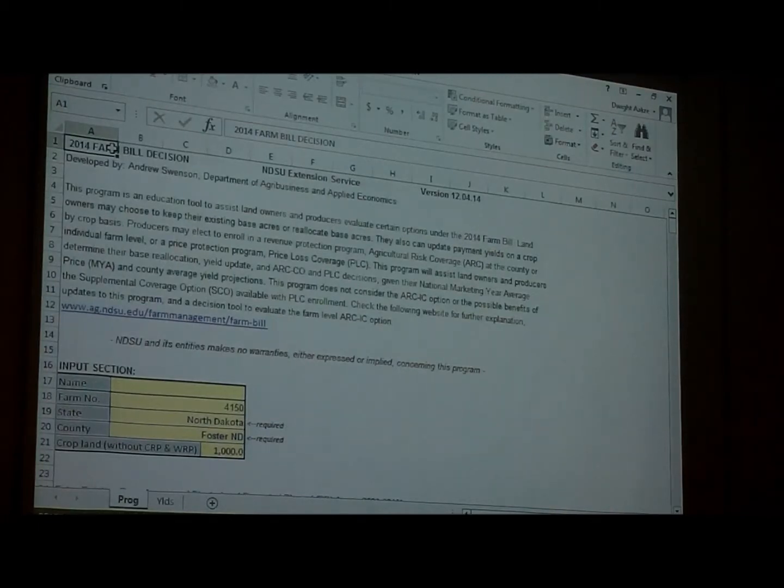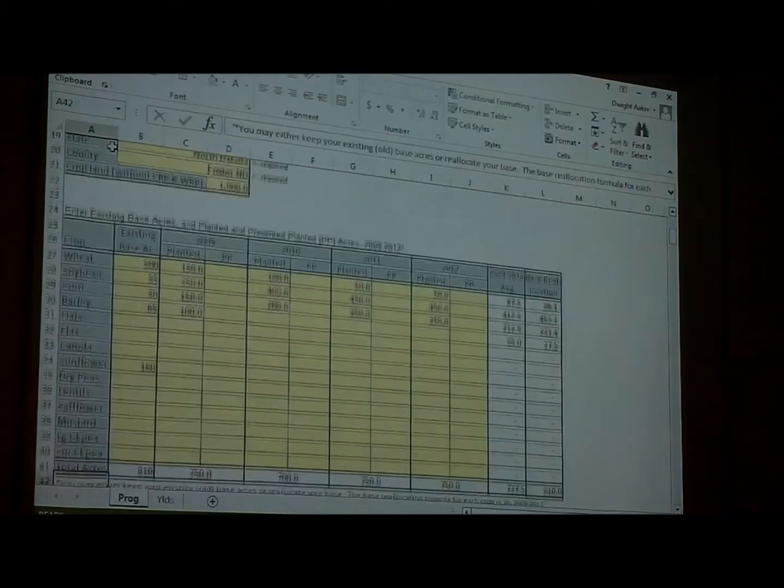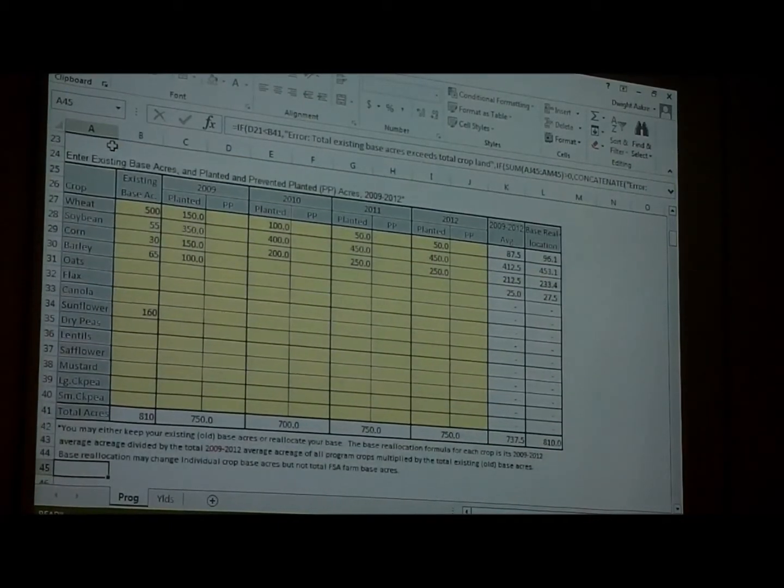So you don't have to look up all the history of the yields for the last 5 years for your county. It's all here. Once you bring up, in this case, Foster County, it'll bring up the yields when you get to that table. There's 4 tables then that you need input. The first one is to take a look at base reallocation. That's all this table is going to be used for. Well, I shouldn't say that. It enters into the ARC PLC decision, obviously.